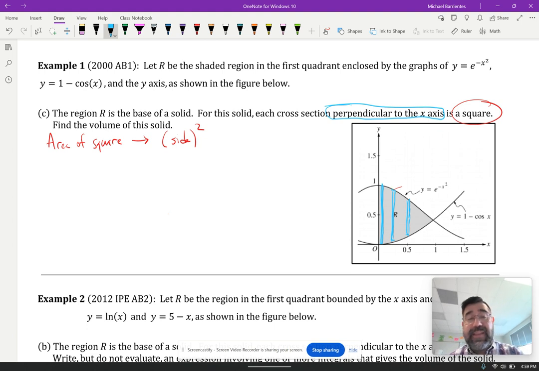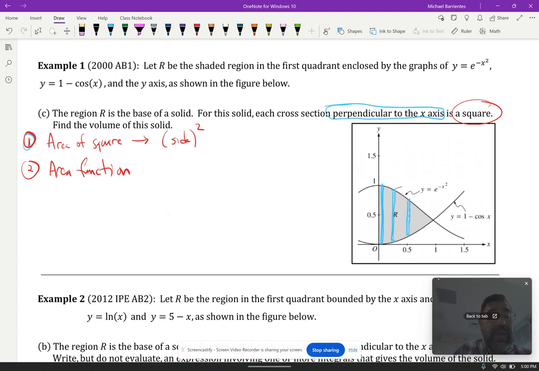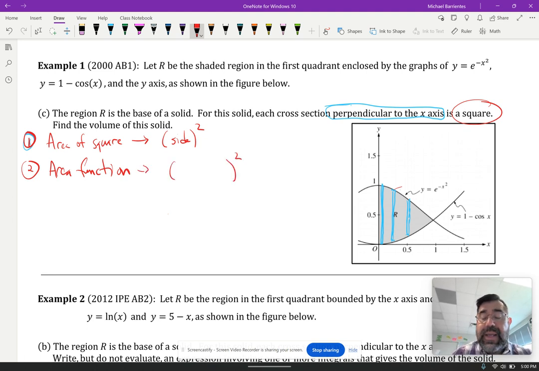So if I can find an equation for that, then I'm good. This is step one: figure out what formula we're going to use. Step two, let's write an area function. This tells me what I need to find: this length. But because my blue lengths are going to be different, I need to build a function depending on what x value I'm on. And that's going to require me to create a function. Now, how do I do this?